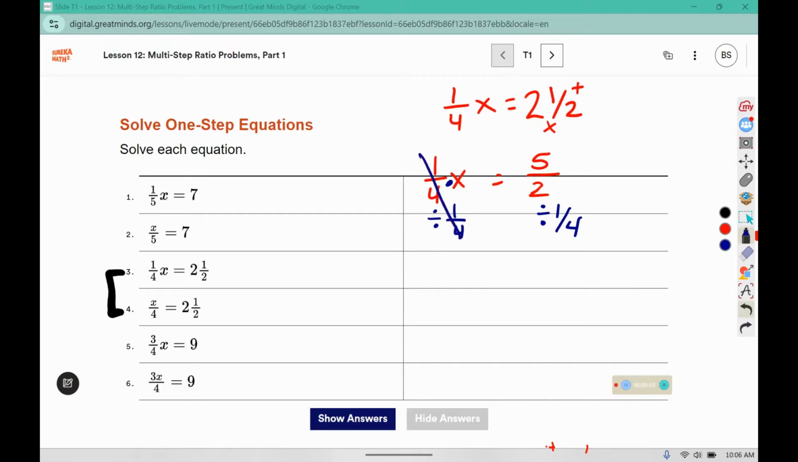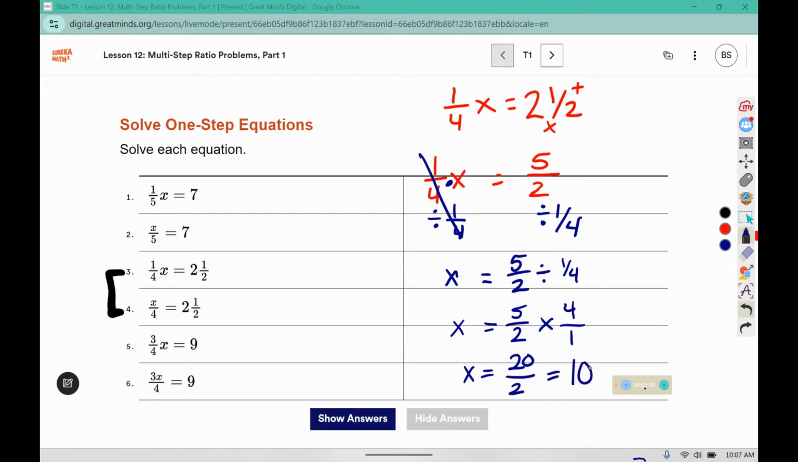So now this is done, and x remains. And then over here I have 5/2 divided by 1/4. So we switch it to multiplication, 5/2 times, and we flip that fraction over, 4/1. So x equals 20/2, which is just 10.